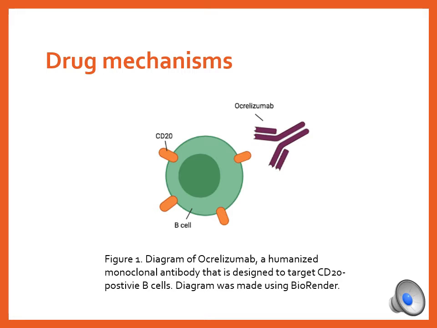Now we move on to the next portion of this video, which is drug mechanisms. Ocrelizumab is a humanized anti-CD20 monoclonal antibody that depletes and inhibits the growth of CD20-positive B lymphoma cell lines. This is seen in Figure 1, where Ocrelizumab, the antibody, attaches to the CD20 molecule present on B cells.